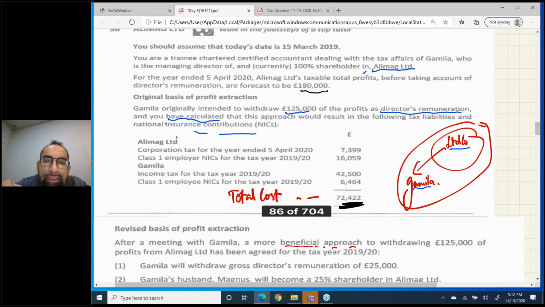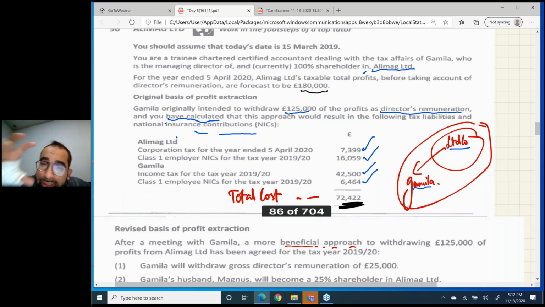In this scenario, what is the corporation tax? 7,399. What is the class 1 employer NIC? 16,059. What is the income tax? 42,500, that is Jamila's non-savings income tax, and then class 1 employee NIC 6,464. Just think over it, this whole setup belongs to Jamila. Jamila has planned to run the business through the company, so all costs belong to Jamila.